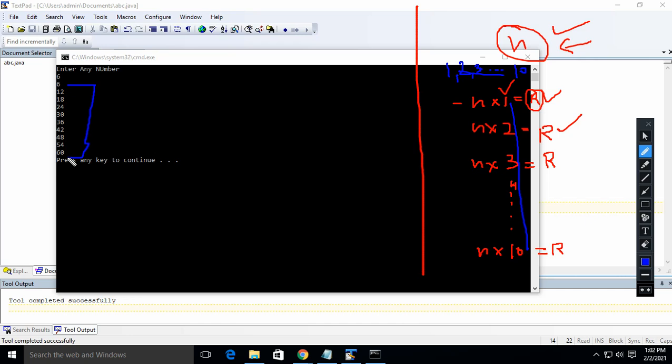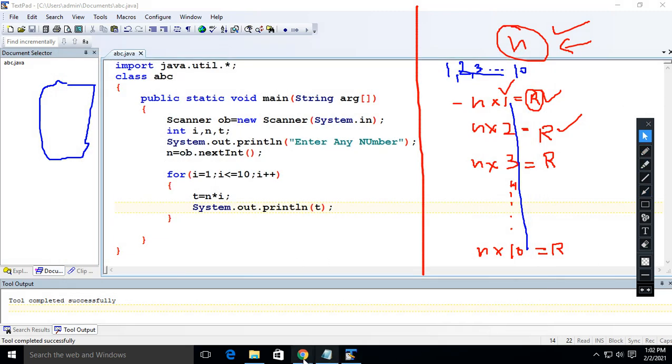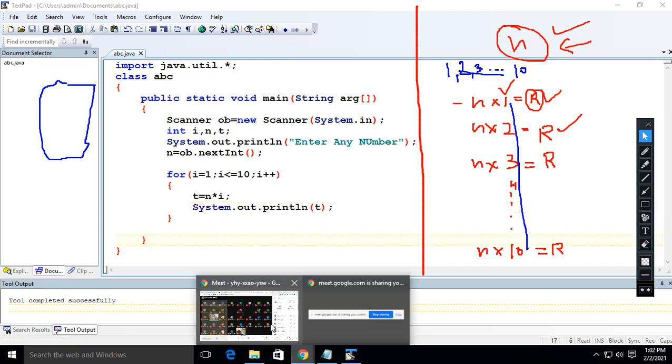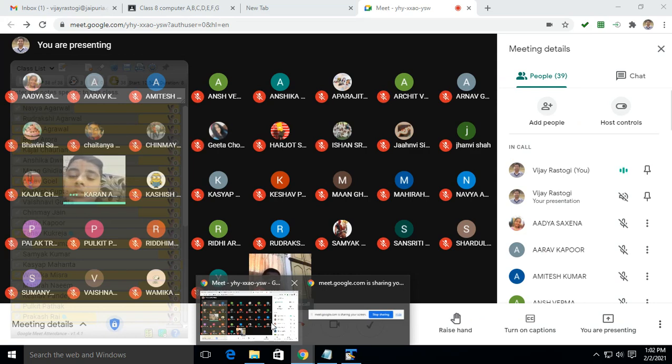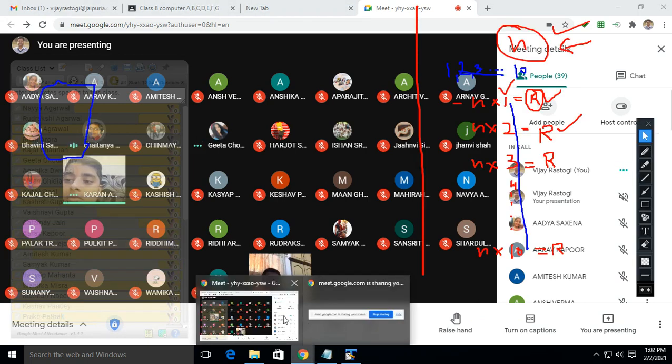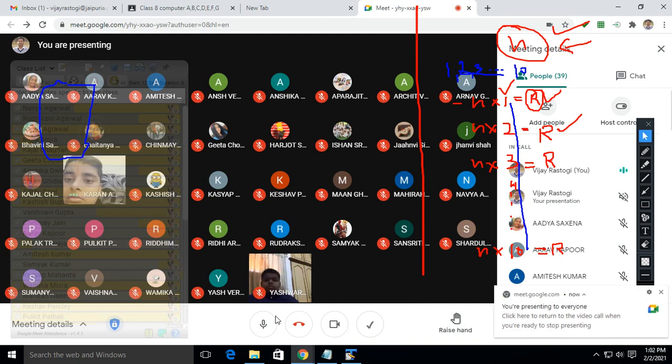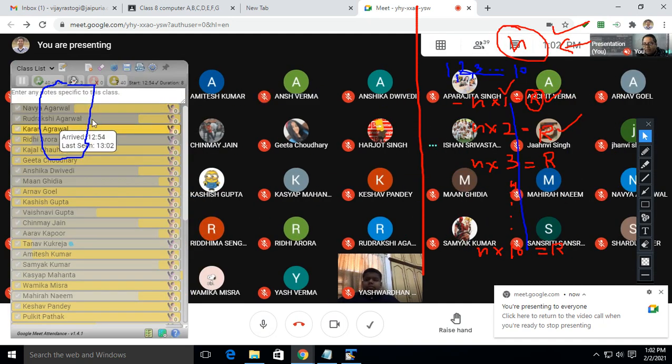Any doubt? No, sir. Any confusion in the logic? No, sir. Sir, why did the computer print 2 times, sir? Because one is the number and one is the first term. That is why. Okay, sir. And you can ask these things in a very easy manner. No need to shout. Okay? Remember, everyone.